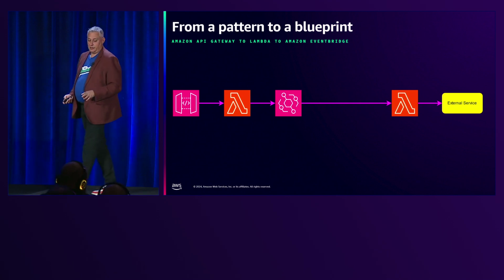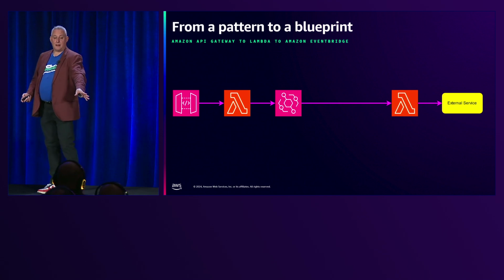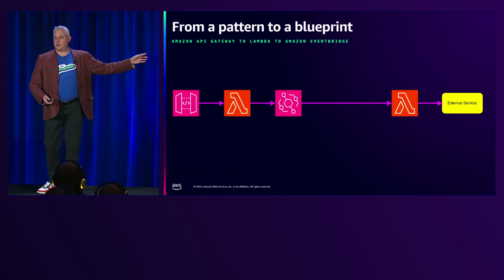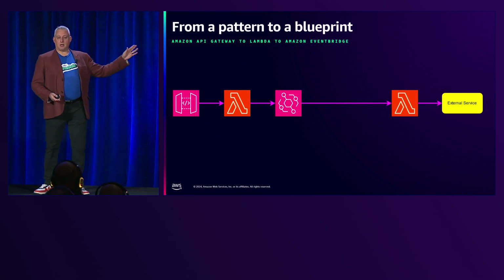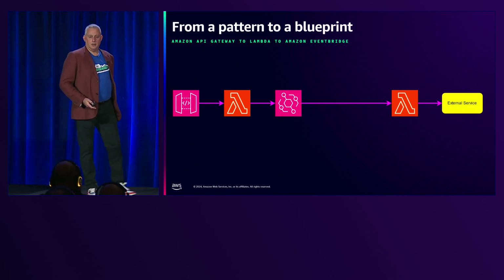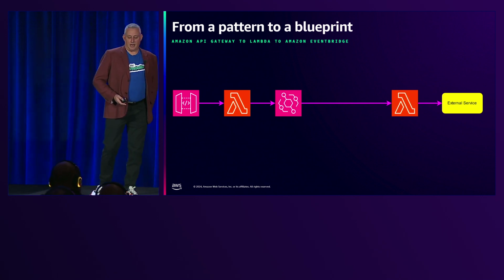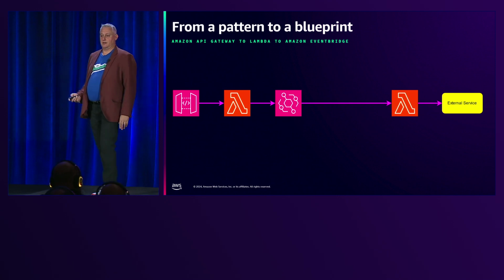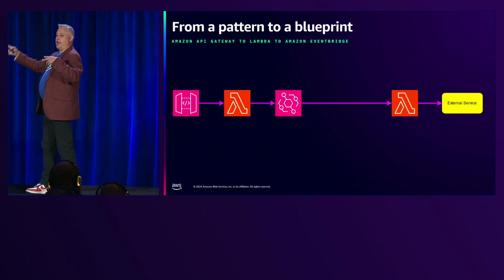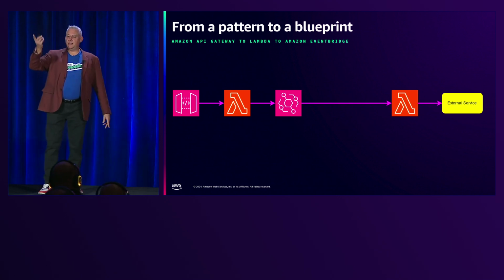I've just grabbed this diagram straight from serverlessland.com. Standard event broker pattern: API Gateway to Lambda to EventBridge, firing off into a Lambda, talking to an external service. Now, from what I've shared with you today, you're probably looking at that and going, well, there's probably some things missing from that.